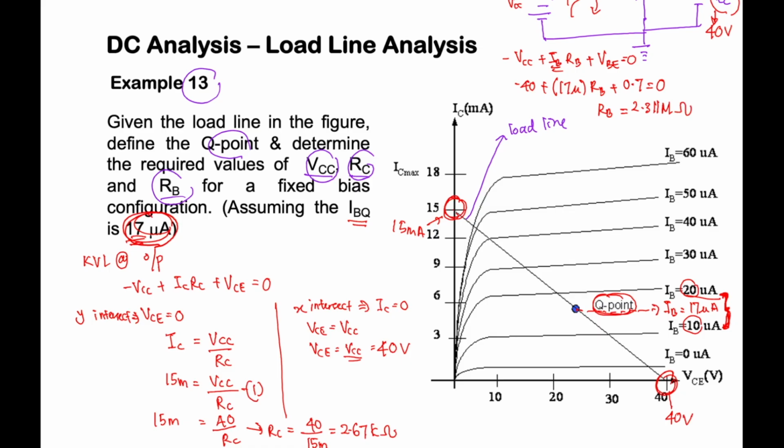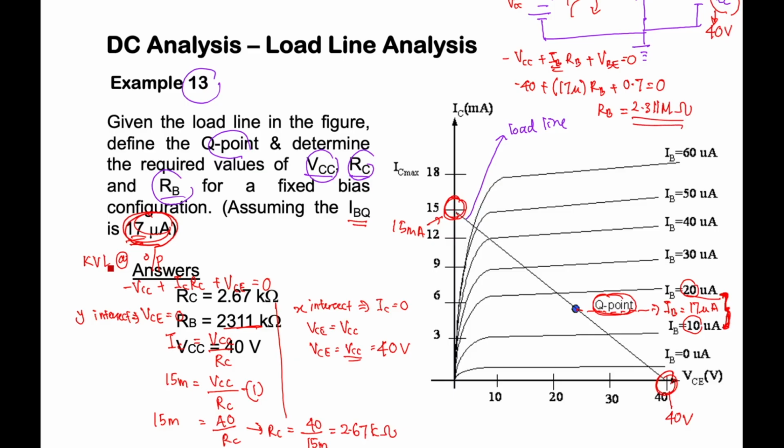Okay, 2.311 mega ohm. From here you will get the answer as such. So this is the answer, 2.311 mega ohm. The answer there is wrong a little bit, so let's check, is it correct? 40 minus 0.7 divided by 17 micro, 10 to the power of negative 6. Yeah, we're gonna have mega. So the answer provided here is not correct. This is the correct answer, 2.311 mega ohm.